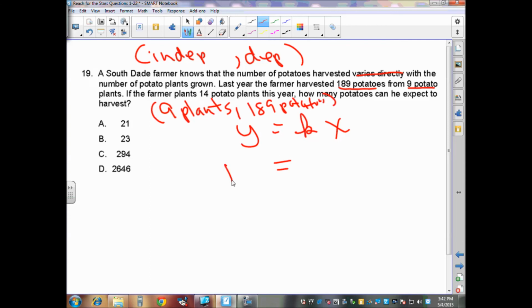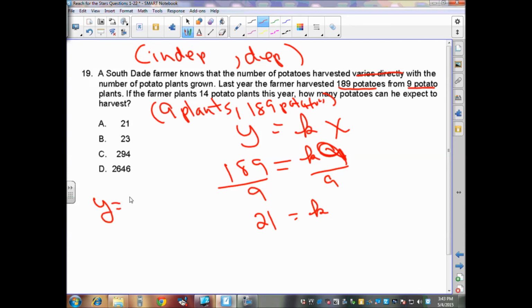So we're going to plug in 189 and plug in 9 for x. Divide both sides by 9, and you get k equal to 21. So the function is y equals 21x. This means for every plant you plant, you'll get 21 potatoes out of it.